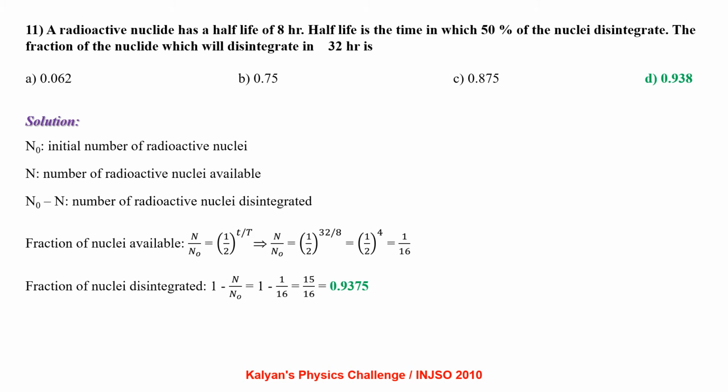Let N0 be the initial number of radioactive nuclei. N is the number of radionuclei available at a given point of time. N0 minus N is the number of radioactive nuclei that have disintegrated. The fraction of nuclei available, N by N0, equals (1 by 2) to the power t by T, from which we get N by N0 equals 1 by 16. The fraction of nuclei that have disintegrated is 1 minus N by N0, which comes out to be 15 by 16, that is 0.9375.